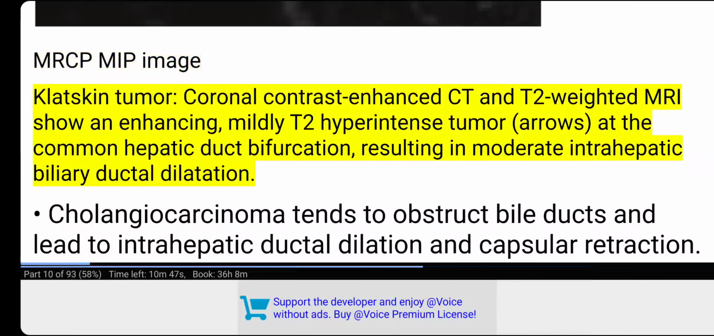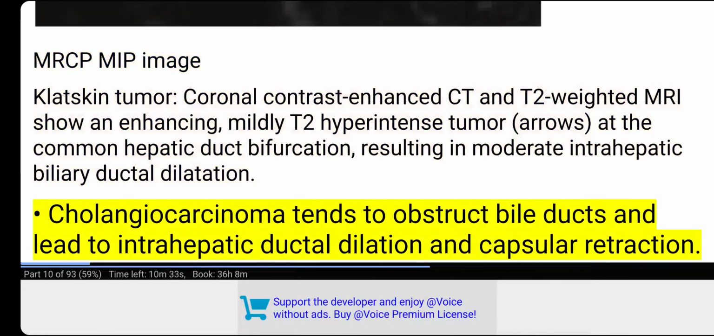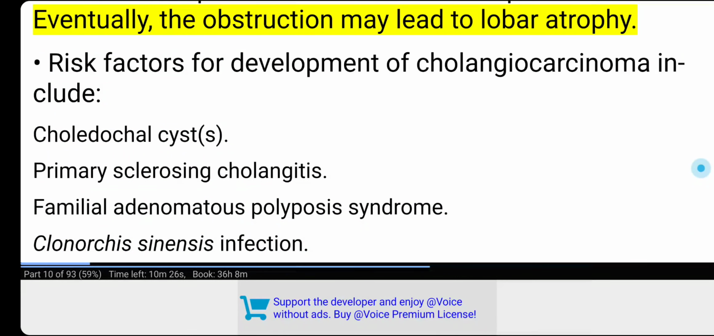Coronal contrast-enhanced CT and T2 weighted MRI show an enhancing, mildly T2 hyperintense tumor, arrows, at the common hepatic duct bifurcation, resulting in moderate intrahepatic biliary ductal dilatation. Cholangiocarcinoma tends to obstruct bile ducts and lead to intrahepatic ductal dilation and capsular retraction. Eventually, the obstruction may lead to lobar atrophy.